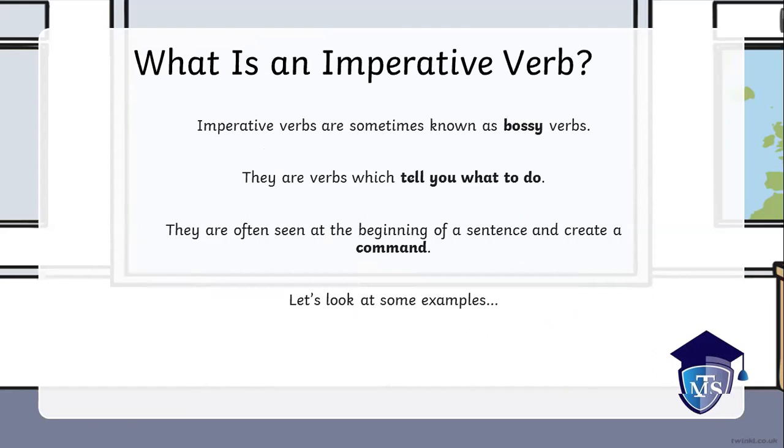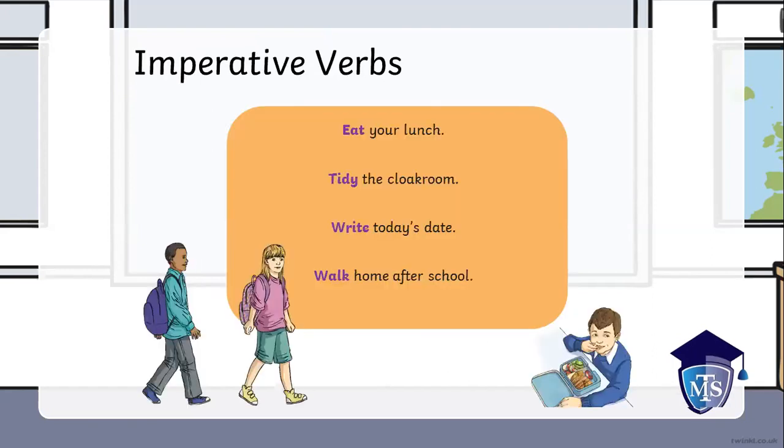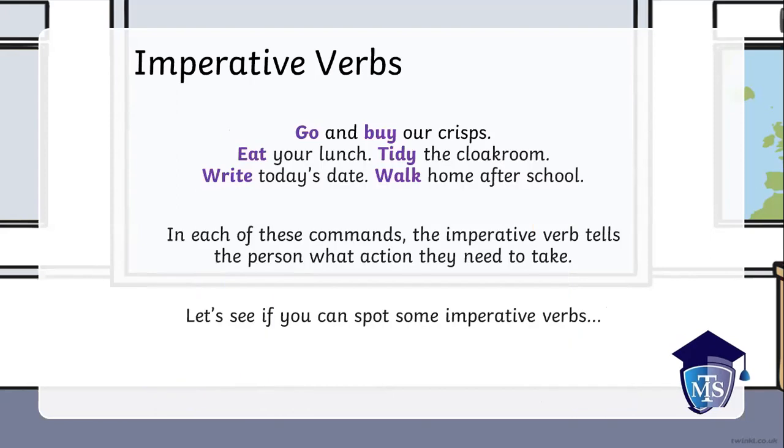It's a command. It's like an order that you have to do. For example, eat your lunch, tidy your cloakroom, write today's date, walk home after school. All these are imperatives. They give you an order to do what is said to you. Go and buy your crisps. So these verbs are imperatives: eat your lunch, tidy your cloakroom, write today's date, walk home.